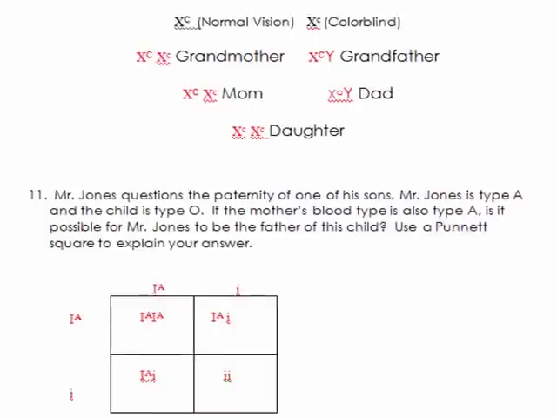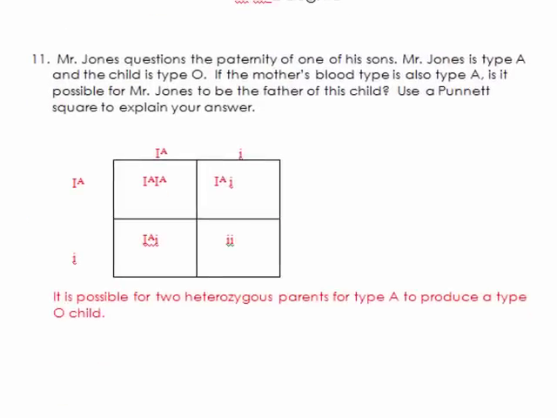Number 11. Mr. Jones questions the paternity of one of his sons. Mr. Jones is type A and the child is type O. If the mother's blood type is also type A, is it possible for Mr. Jones to be the father of the child? Use a Punnett square to explain your answers. It is possible for two heterozygous parents for type A to produce a type O child, as you can see in the Punnett square.